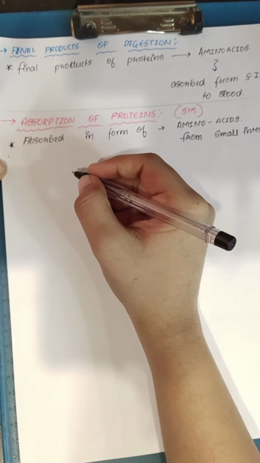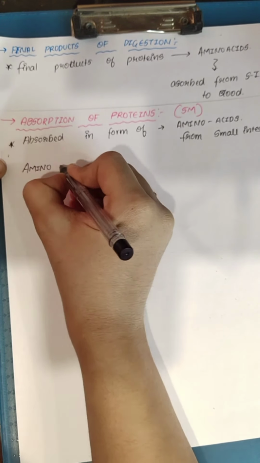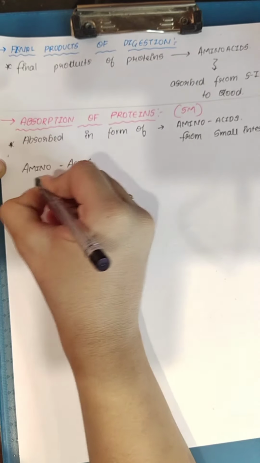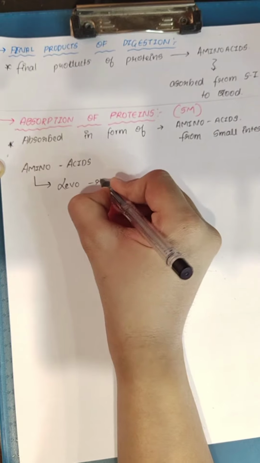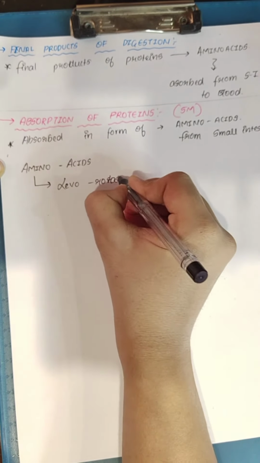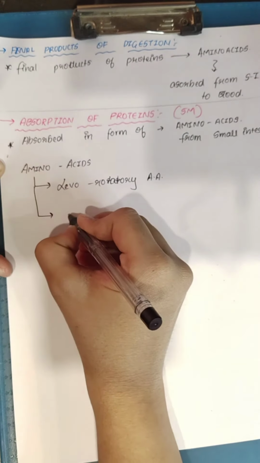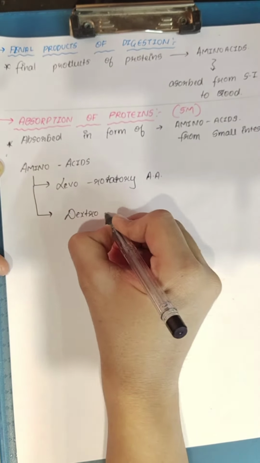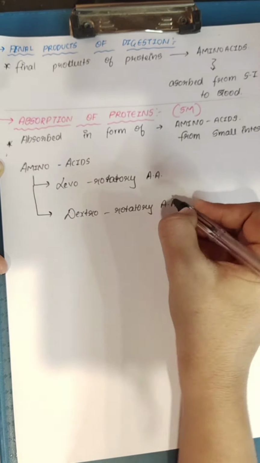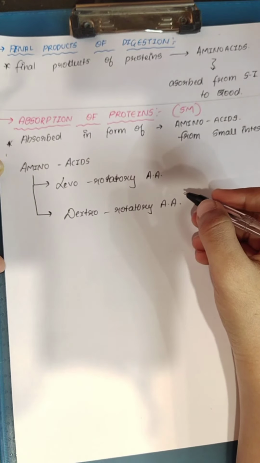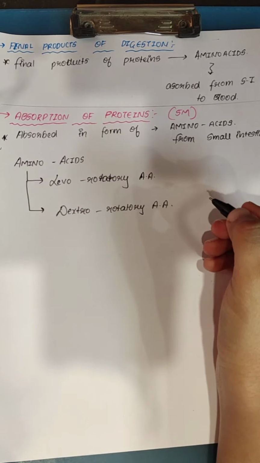There are two types of rotational amino acids, that is levorotatory amino acids as well as dextrorotatory amino acids.